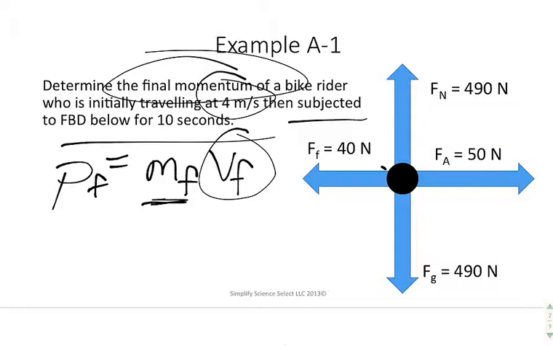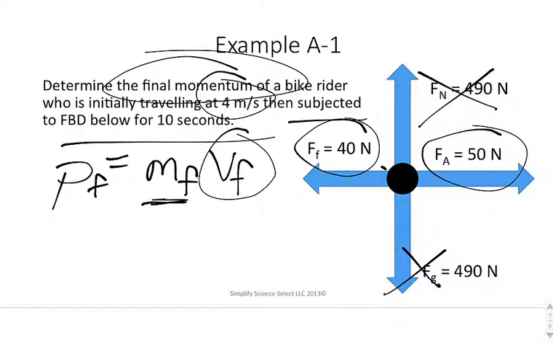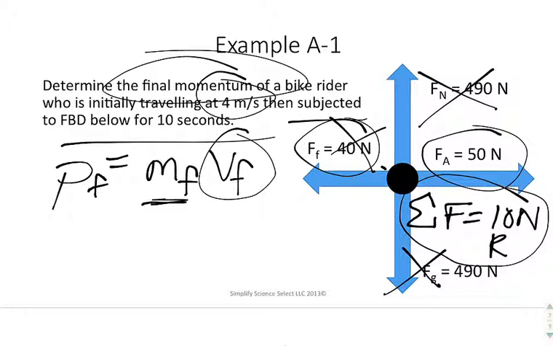The first thing is if you were to look at the free body diagram, you would say, okay, the normal force and the gravitational force are equal and they cancel each other out. You also have a frictional force and an applied force, and those don't quite cancel each other out. What they leave you with is a combined sum of the forces of 10 newtons, and it would be to the right. So you have combined forces of that.